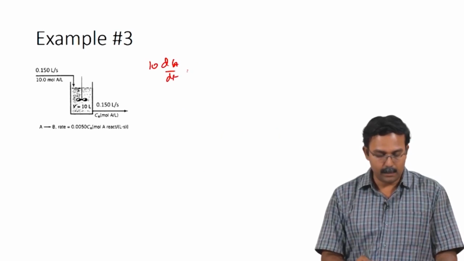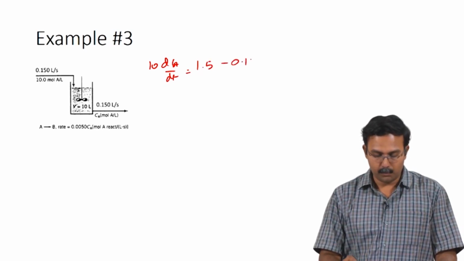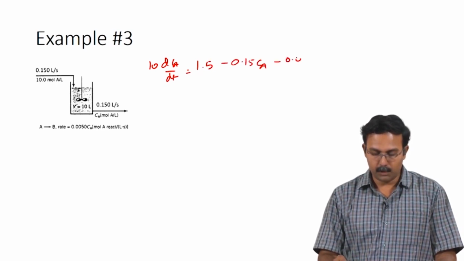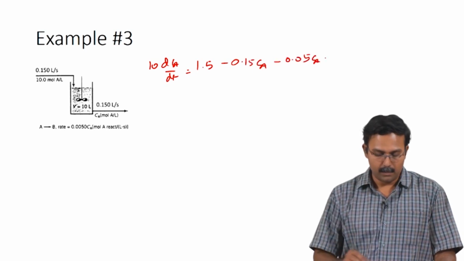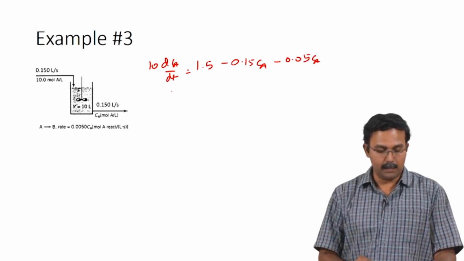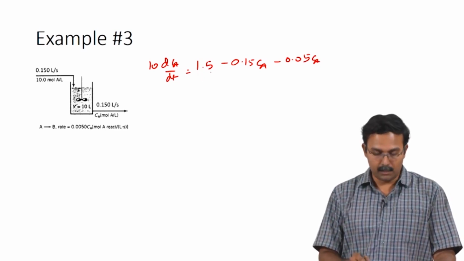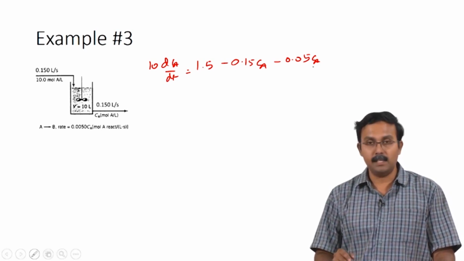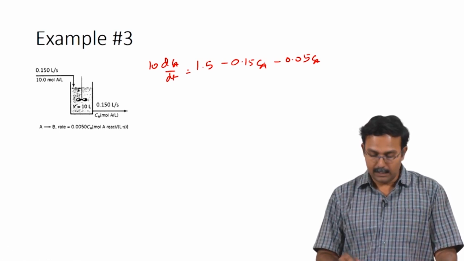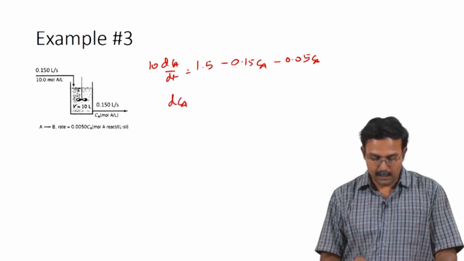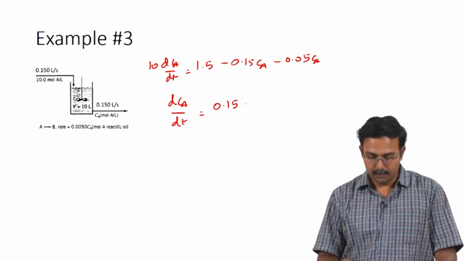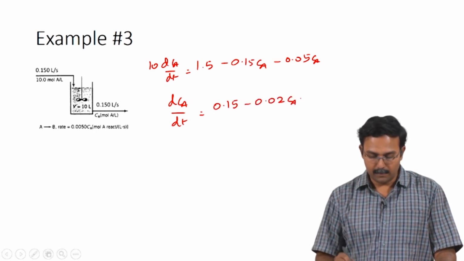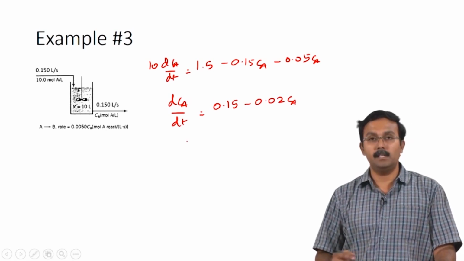10 dCA/dt equals 1.5 minus 0.15 Ca minus 0.05 Ca, where 10 times dCA/dt is the accumulation term, 1.5 is your inlet term, 0.15 Ca is your outlet term, and 0.05 Ca is the consumption term. So, this equation becomes dCA/dt equals 0.15 minus 0.02 Ca. So, we also need to identify what would be the initial condition.